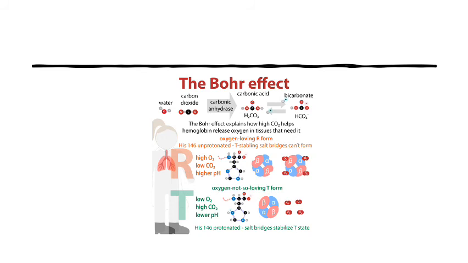And here's a little image with some explanations that walks you through a little bit more about the Bohr's effect. So we can see the Bohr effect explains how high CO2 helps hemoglobin release oxygen in the tissues that need it. There's an oxygen-loving R form and an oxygen not so loving T form. In the oxygen-loving R form, the His 146 is unprotonated and the T stabilizing salt bridges can't form. And within the oxygen not so loving T form, the His 146 is protonated and salt bridges stabilize that T state.